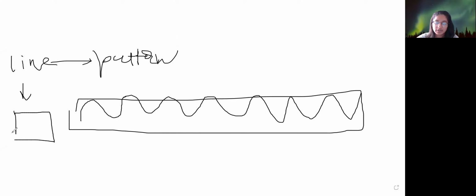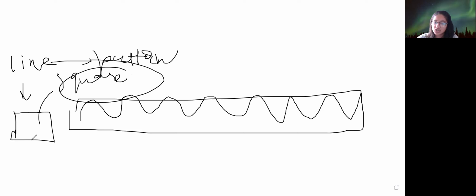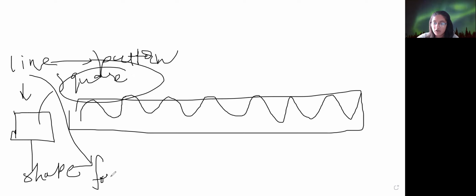Join 3 to 4 lines, you'll find a square, okay? And this square is a shape. So lines are really useful for creating even forms. So line is basically the fundamental element of drawing and design.